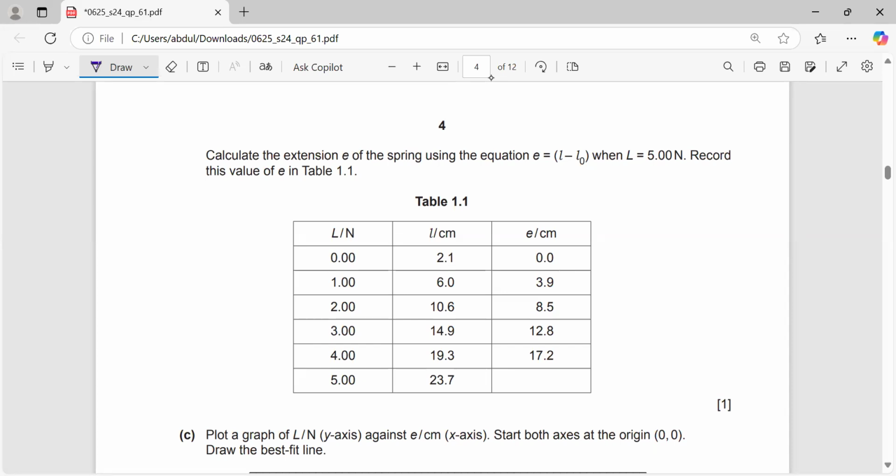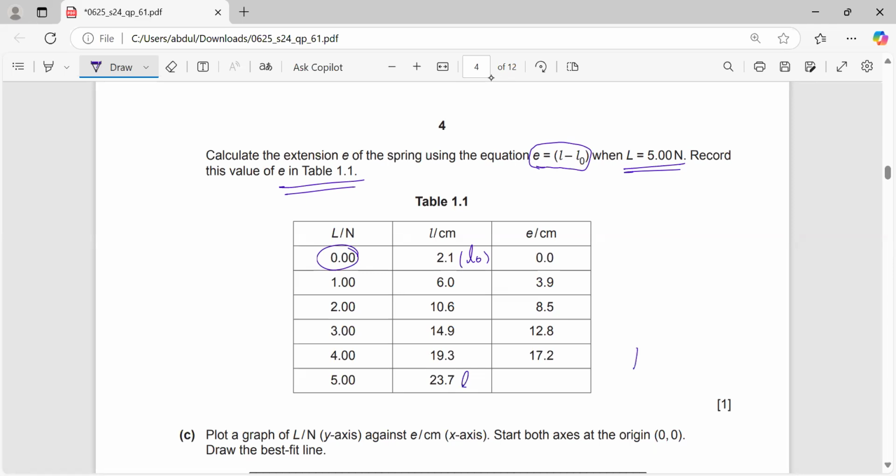Calculate the extension E of the spring using the equation E is equal to L minus L0 when the load is 5 newton. Record this value of E in table 1.1. Now load, length, and this E over centimeters. What is this? This is the L0. Why is this L0? Because no load is attached. This is the original length, the unstretched length. Now for 5 newton, this is L.